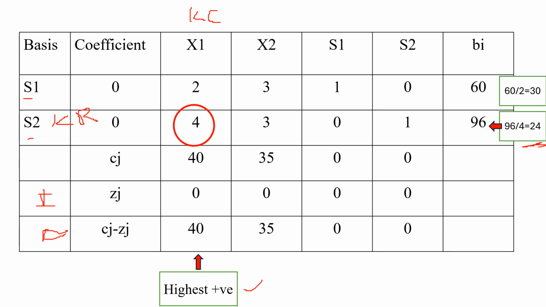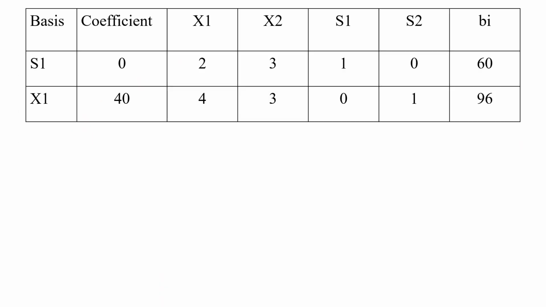Once you know the key element, in the particular line of the key element, the key row, x1 will come to that place. S1 will replace the S2 value. If S1 replaces the S2 value, then the coefficient of S2 is 1. You modify every element of the key row into 1 and the other than the key row into 0. If you do that, the next step of the next table looks like this. S1 40, 4, 3, 0, 1 and 96, already highlighted.